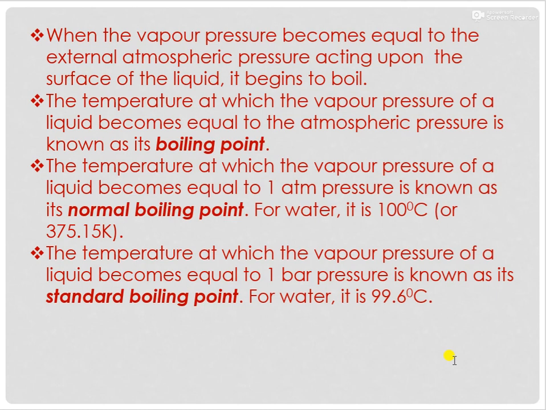For water, it is 100 degrees Celsius or 373.15 Kelvin. The next term is standard boiling point: the temperature at which the vapor pressure of a liquid becomes equal to 1 bar pressure is known as its standard boiling point. In the case of water, it is 99.6 degrees Celsius.